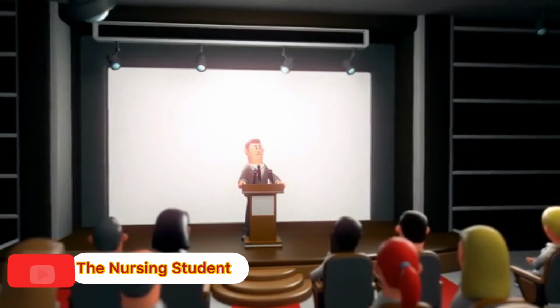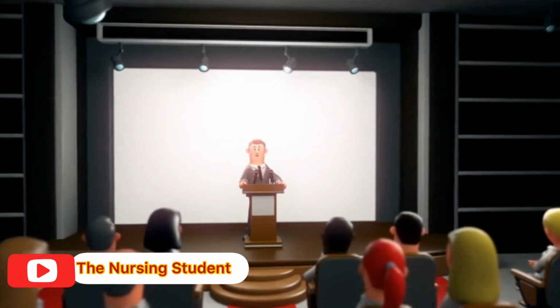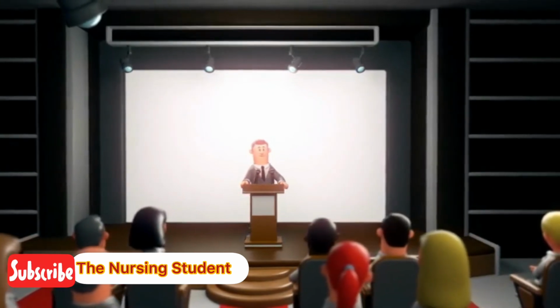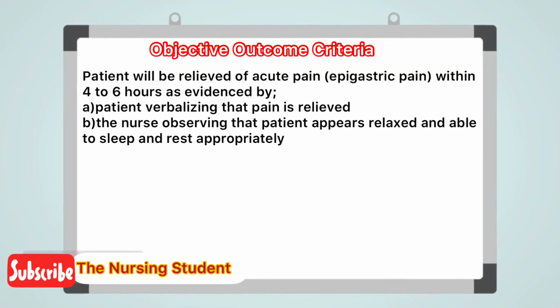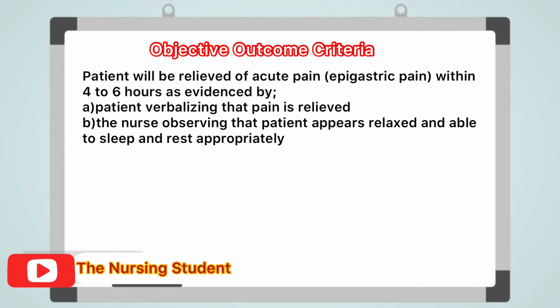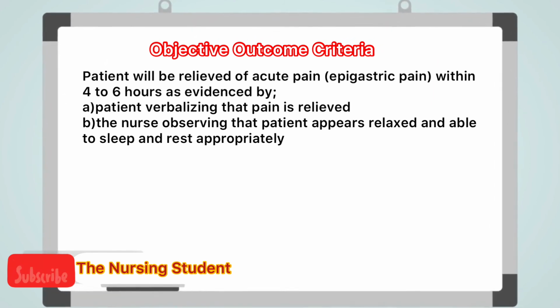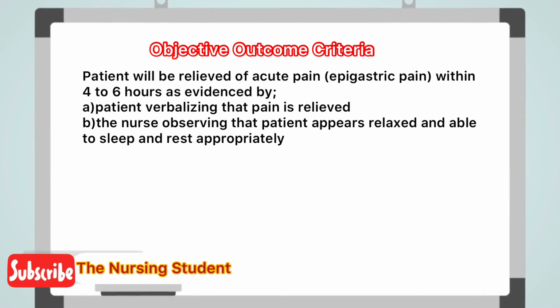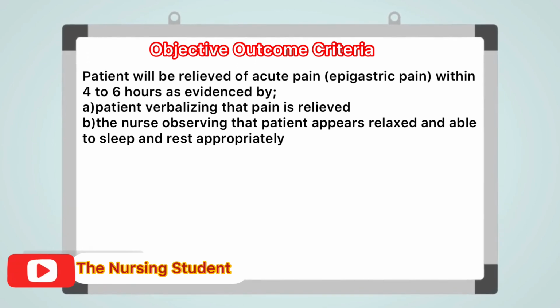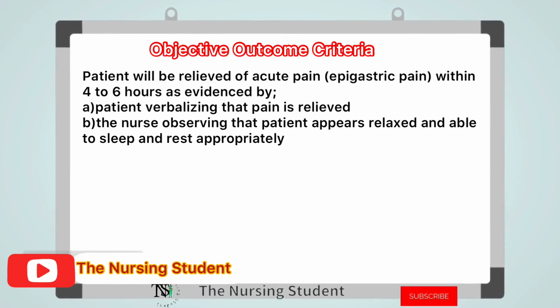Goal fully met. And what shows that the goal was met? Let's come back to the objective outcome criteria. We have a criteria that we want to use to assess our goal. That criteria says maybe the patient should verbalize that his pain is relieved, and the nurse must observe that the patient's facial expression is relaxed, or the patient looks relaxed in bed. So if our goal was achieved, we are going to use this same criteria to show that the goal was achieved.